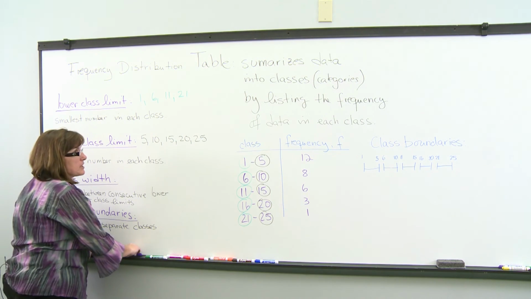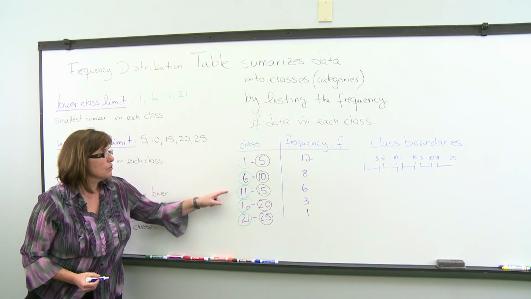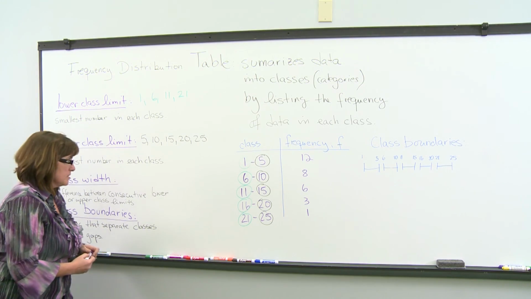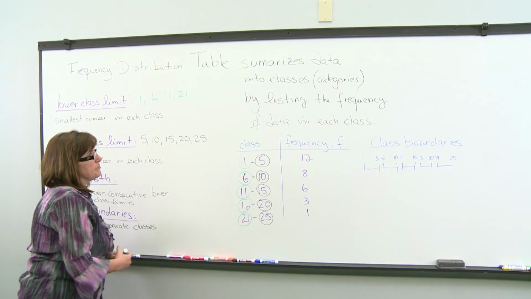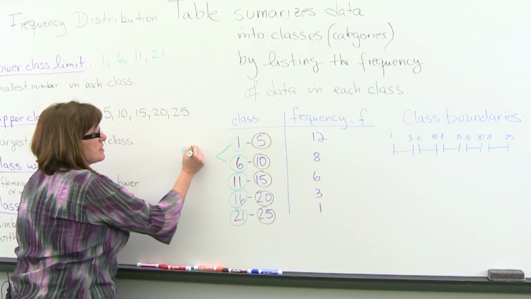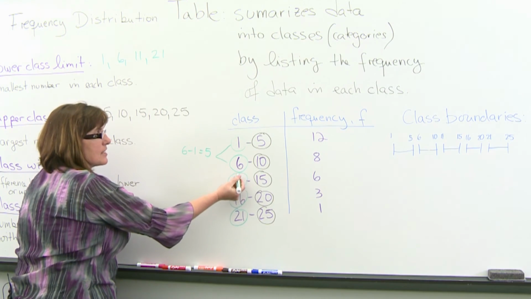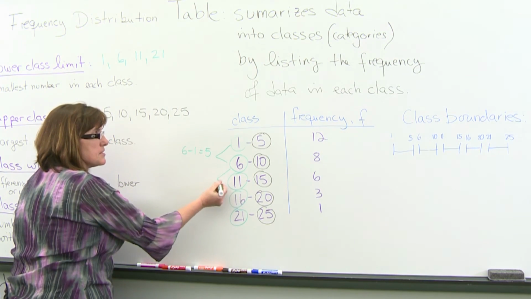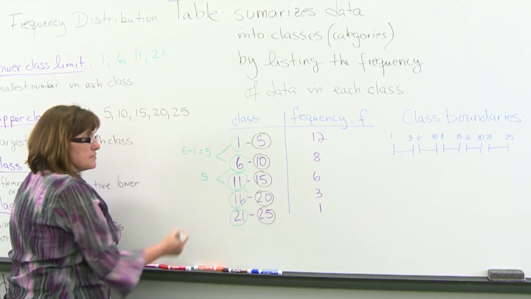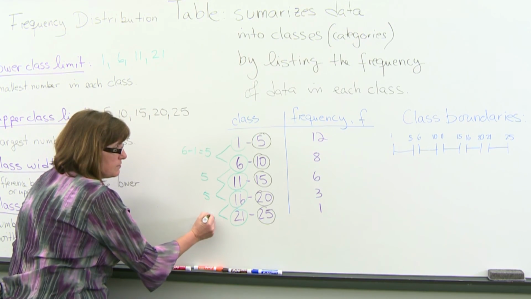A very important aspect about the frequency table is the width. The width is the difference between consecutive either lower limits or upper limits. So let me show you how this works. The width, if I find the difference, 6 minus 1 is 5. Now if I look at the next consecutive lower limits, you also see that the difference is 5. Next one 5, and so forth, 5.